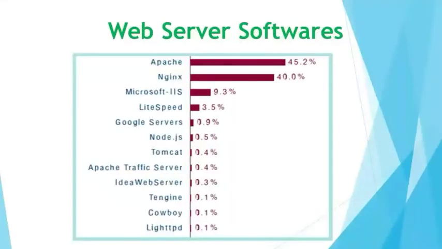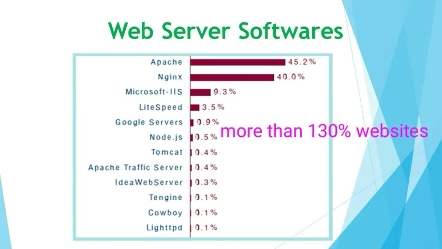Okay. Some of the web server softwares are given here. Here the most commonly used web server softwares are Apache, NGINX, Microsoft IIS. IIS means what? Internet Information Services. It was developed by Microsoft. And Lightspeed. Here, based on recent statistics of web server analysis, more than 130% of websites are running under the open source web servers such as Tomcat, Apache and NGINX, etc. Okay.